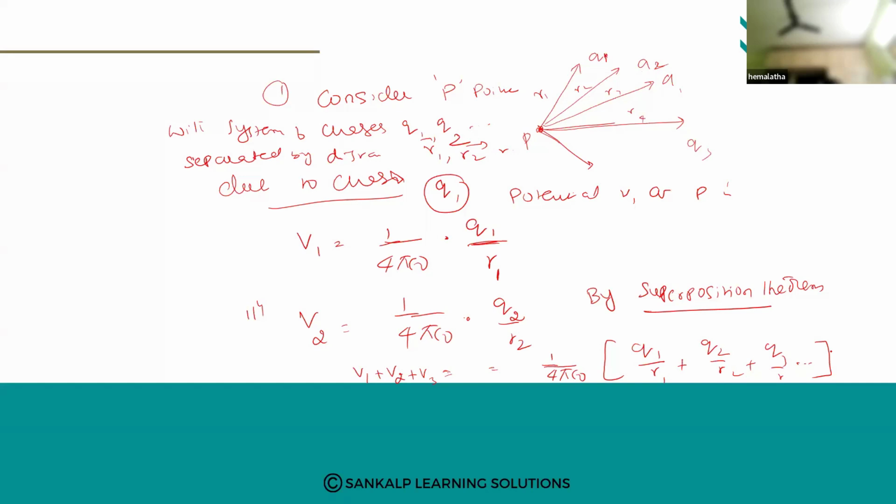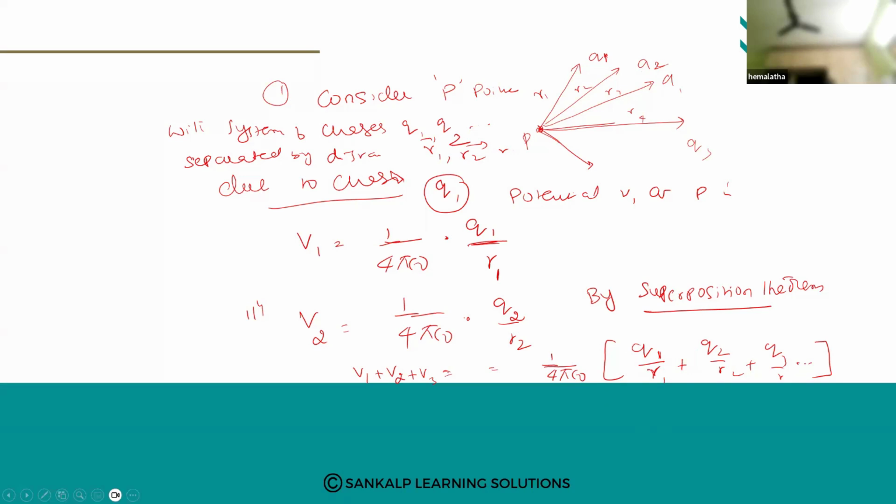So the potential is given by Q. The whole charges we can summarize as a Q, and small r can be written as capital R. Okay, this implies that this is the potential we can calculate for the system of charges.